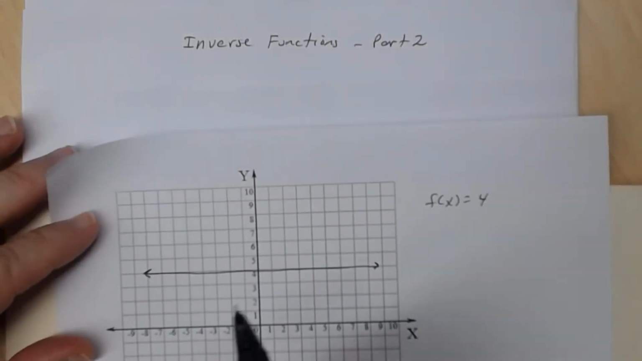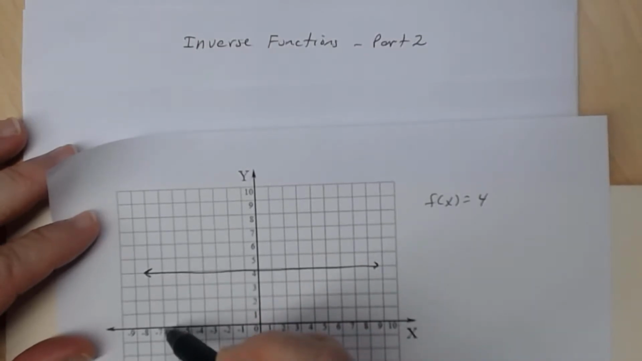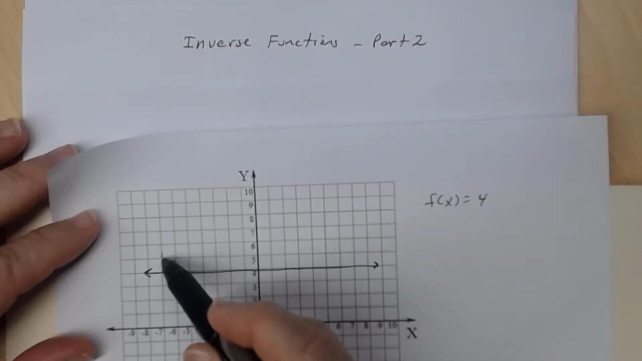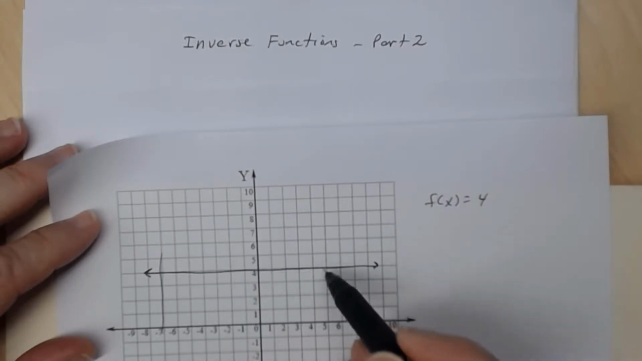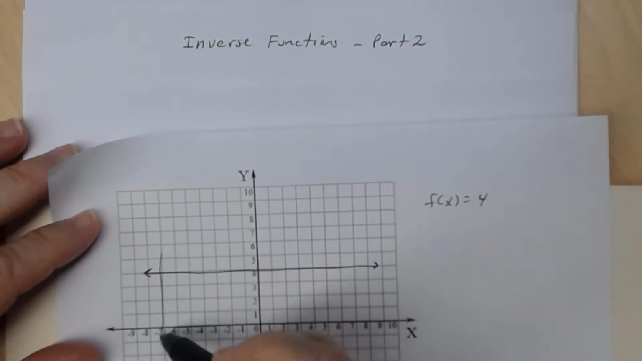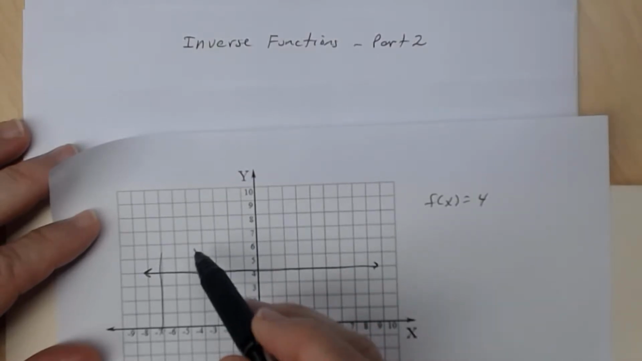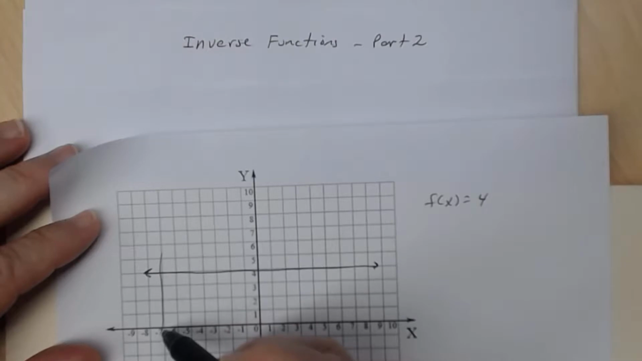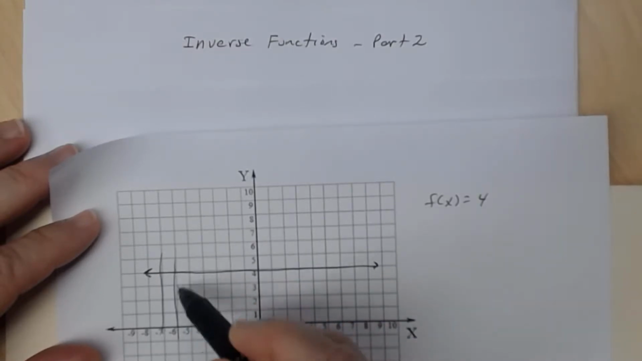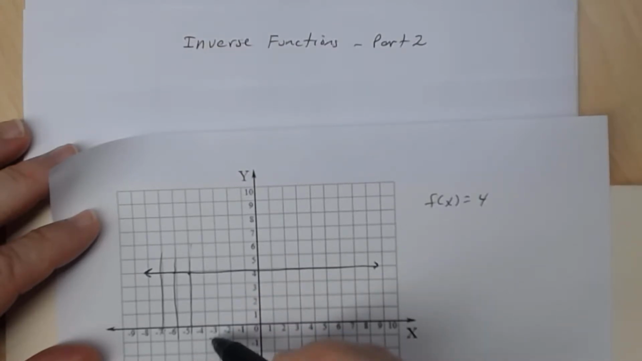Again, if I look at this horizontal line, notice that for each x value, there's only one y value. It doesn't matter that all these y values are the same. It's just that for each x, does it follow the definition of the function? For each x value, there has to be one y value, and there is. When x is negative 7, my y value is 4. When x is negative 6, my y value is 4. When x is negative 5, my y value is 4, and so on. So this is a function.